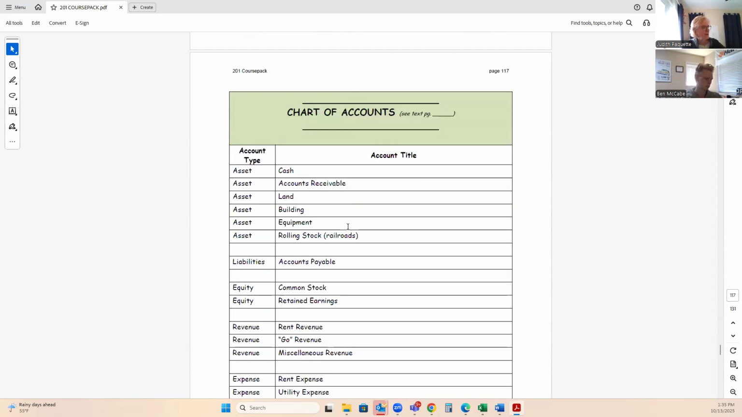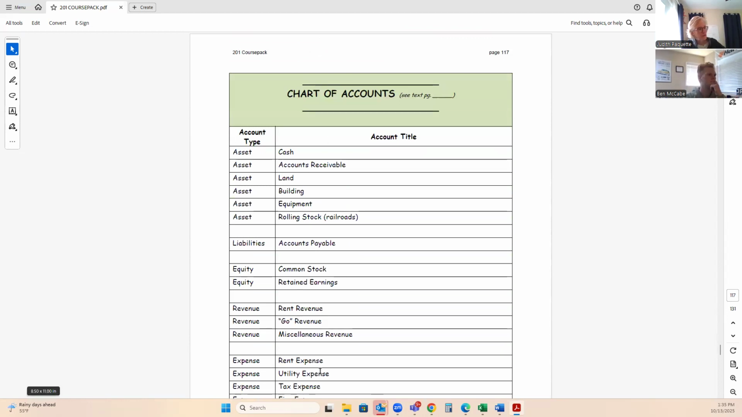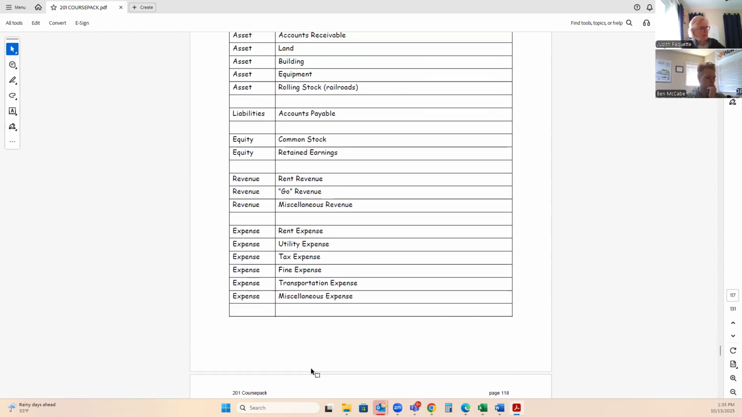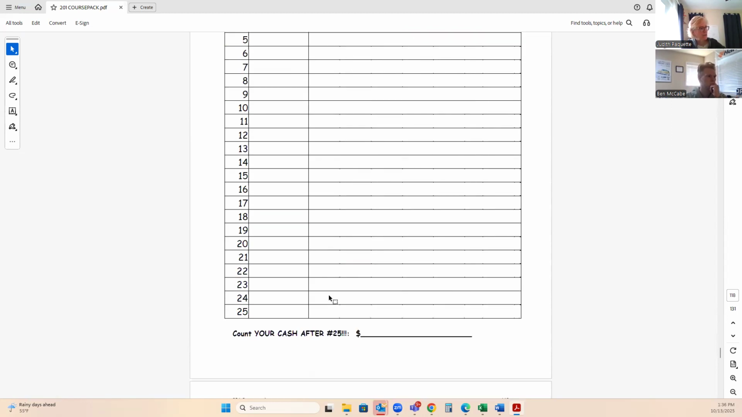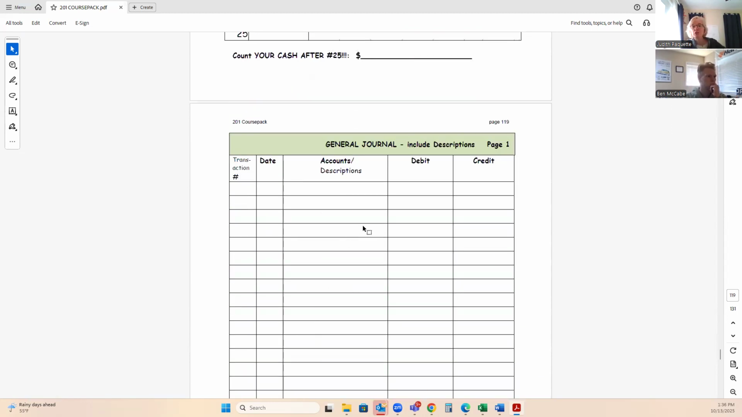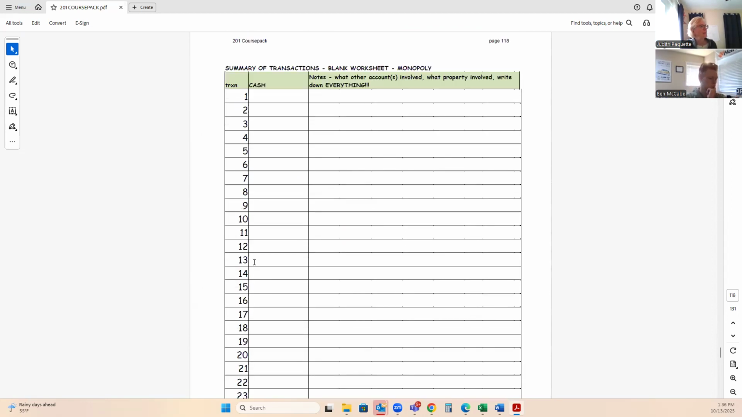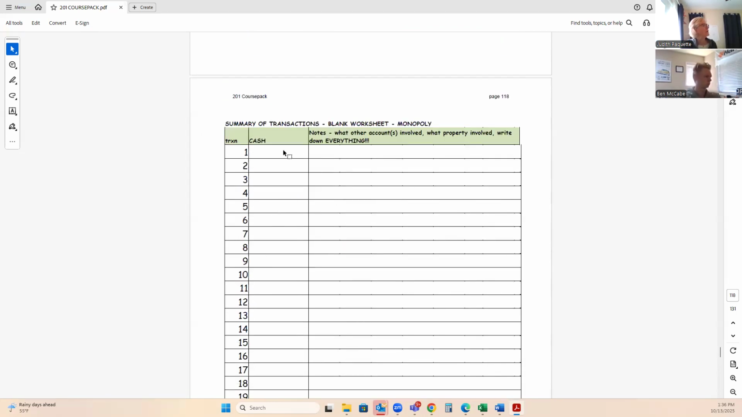And then you're only going to use these chart of accounts, these accounts. You've already done your 25 transactions, and now you're building 25 journal entries. Your first journal entry should be already done because that one we started the game with $1,500. Okay. So way up here should have under cash.